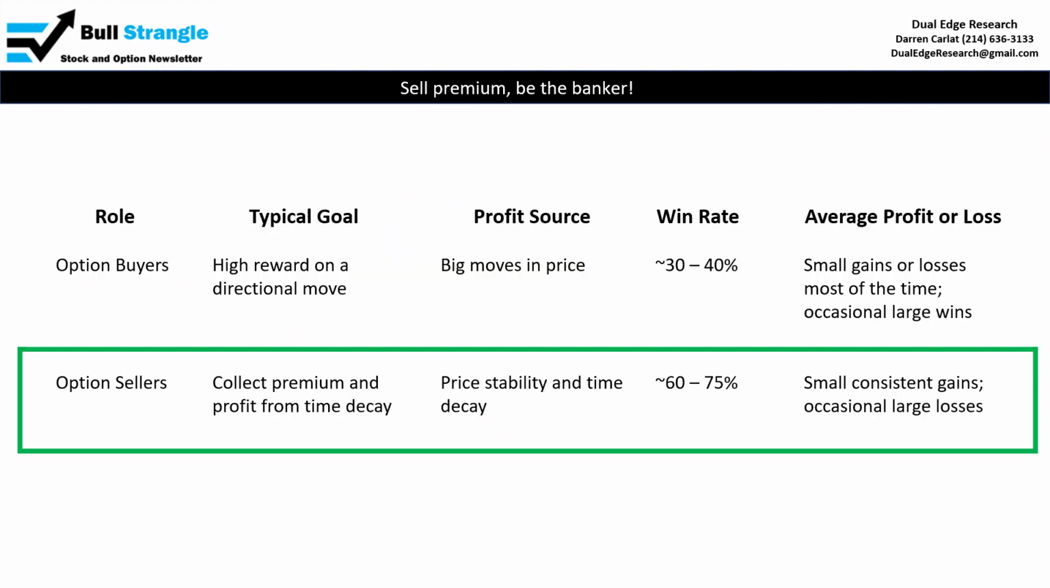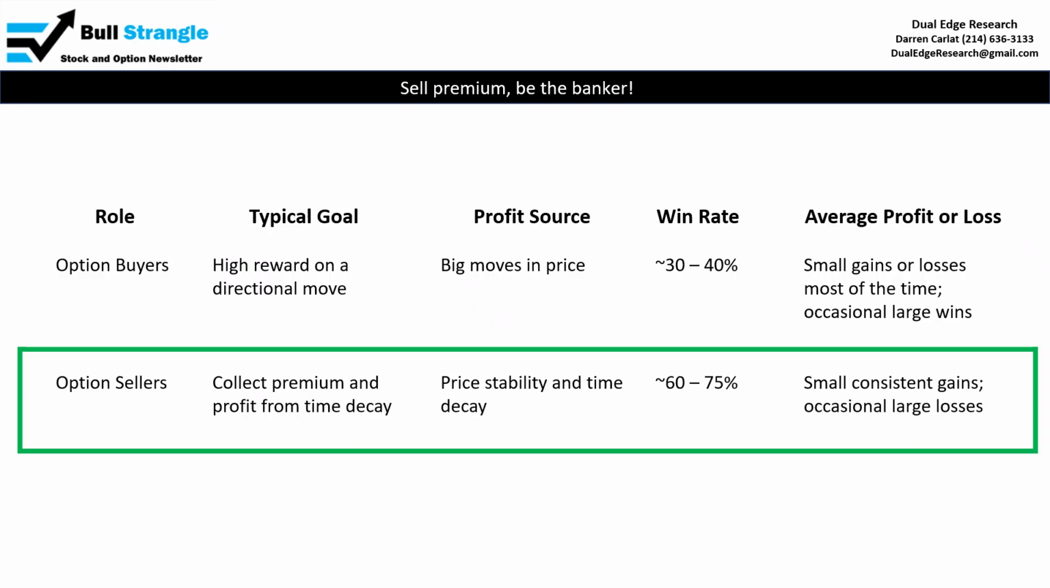Okay, so the first part of playing the odds is to sell premium. I use the analogy of being the casino. You could also think about it as being the banker. And this is a slide that I presented in video 1, but it is a very important element of this whole strategy, that we want to be sellers of premium.